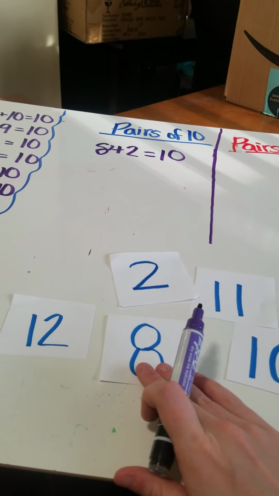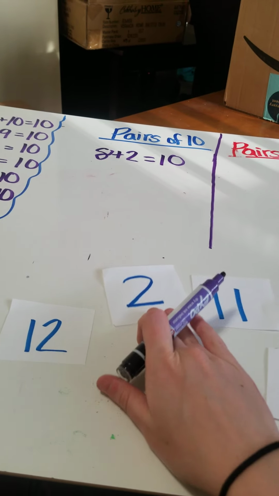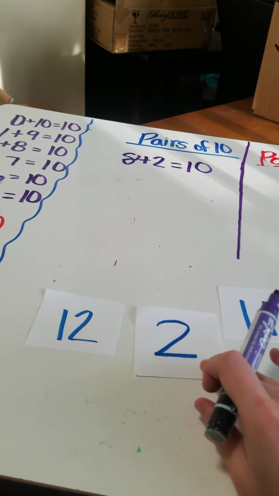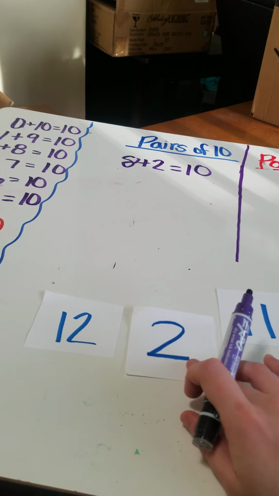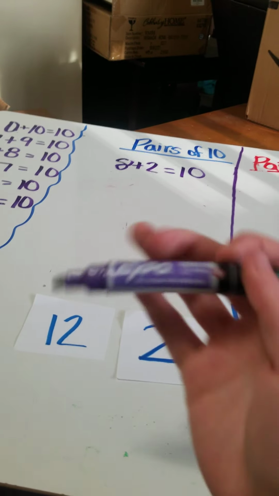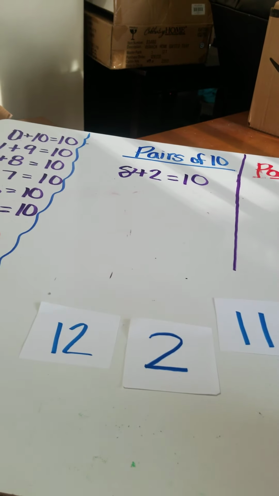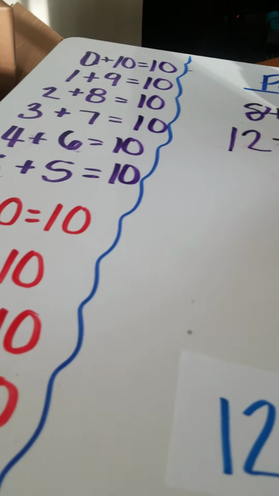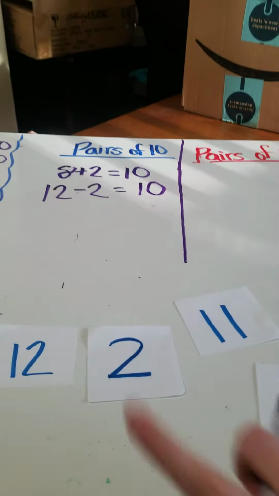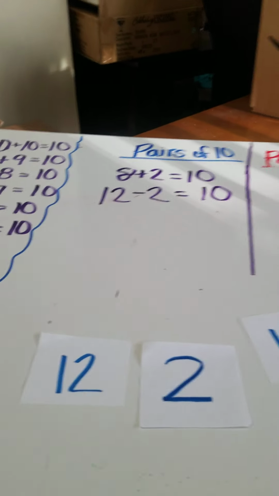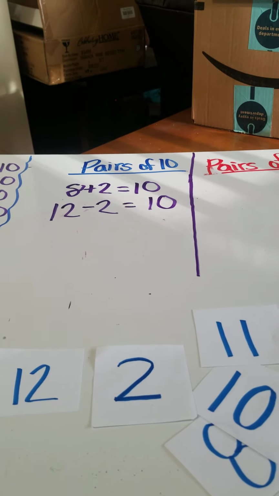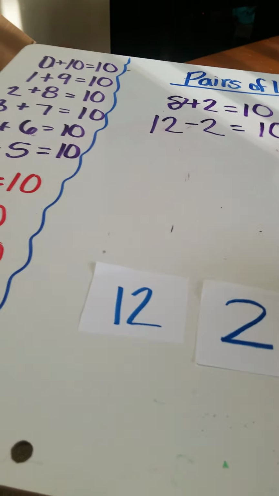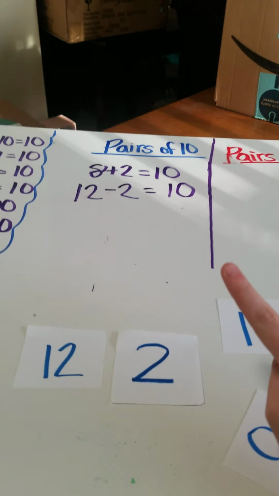Well, let's try 2. What's 12 minus 2? So we can use our number line or we can count backwards. So we'll do 12, 11, 10. I know 12 minus 2 equals 10. So out of that group of cards, I just made 2 equations to show pairs of 10. Is there anything else I can do to make pairs of 20 or pairs of 10?